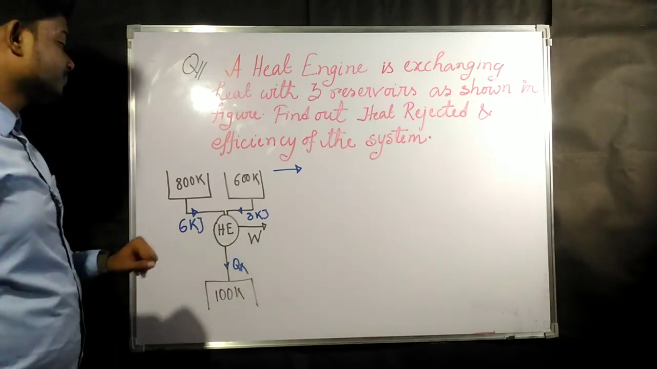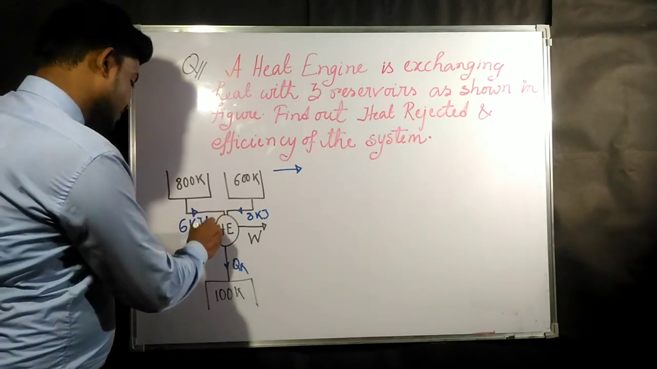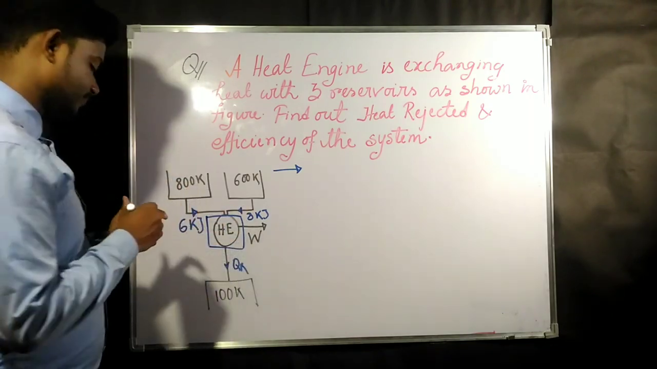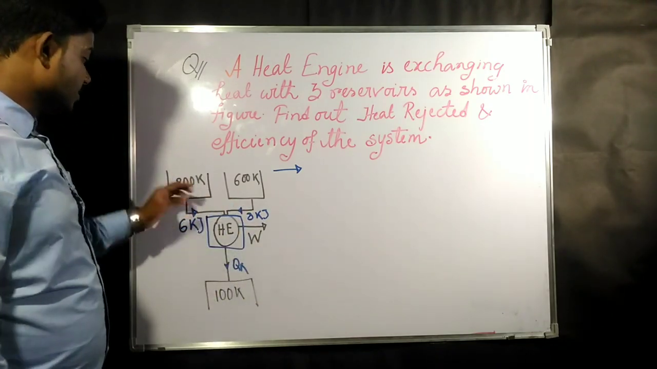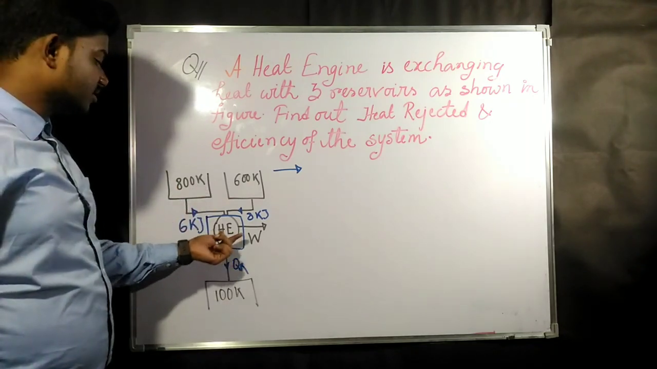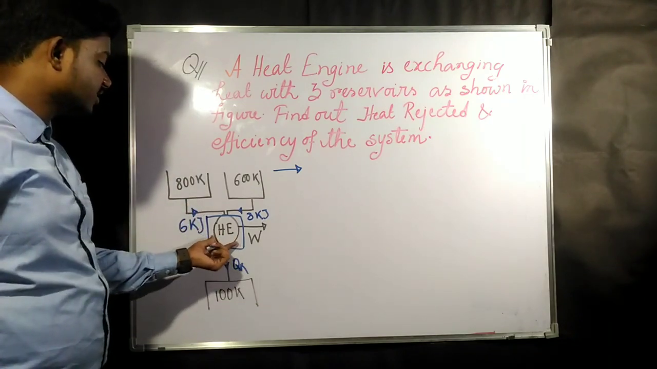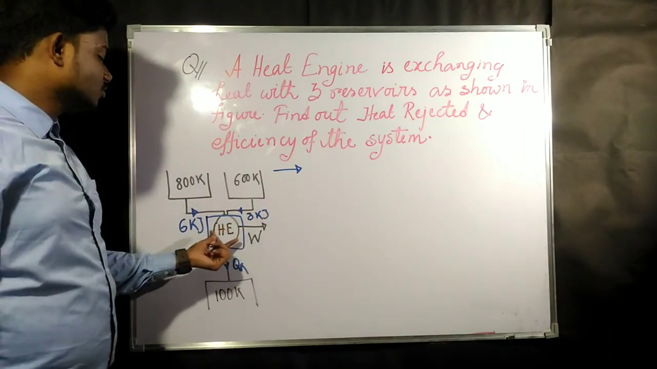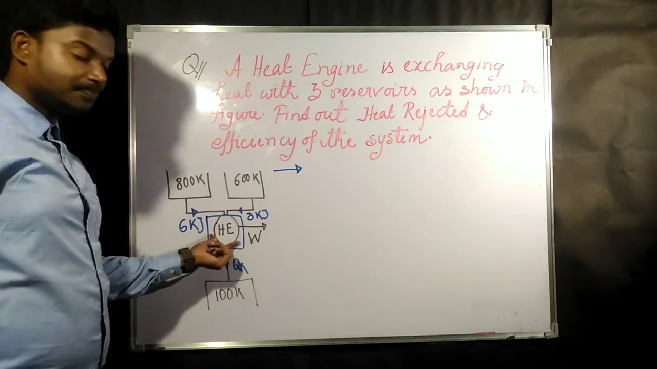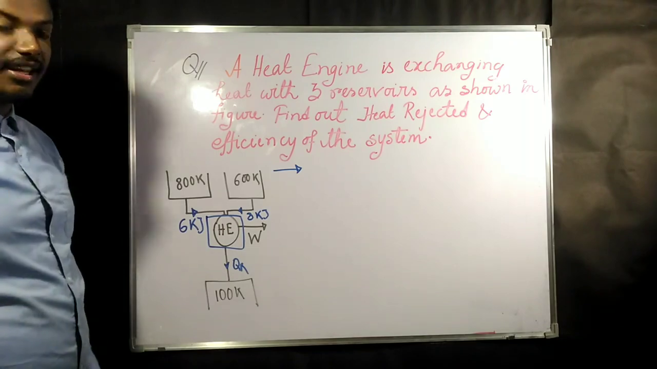As you can see, if a heat engine is given, then this is going to be our system. In this system, heat of 6 kilojoule is coming in, and heat of 8 kilojoule is coming out of this engine, and QR is getting rejected to a reservoir at a temperature of 100 Kelvin.